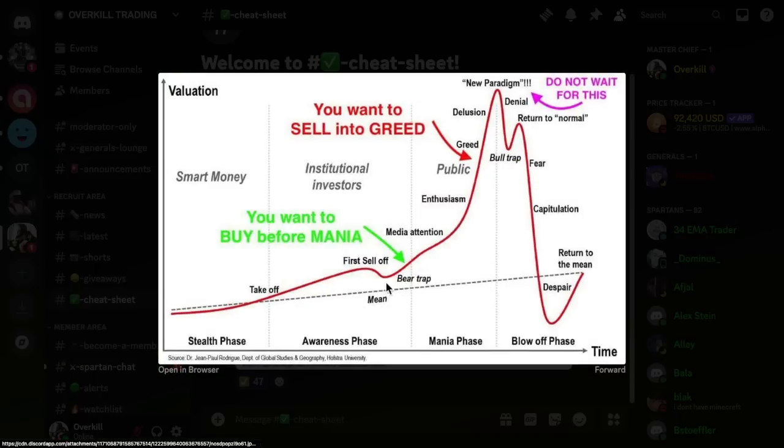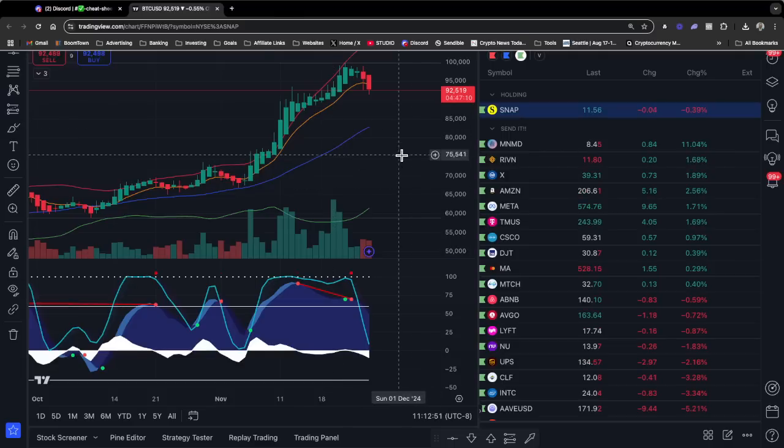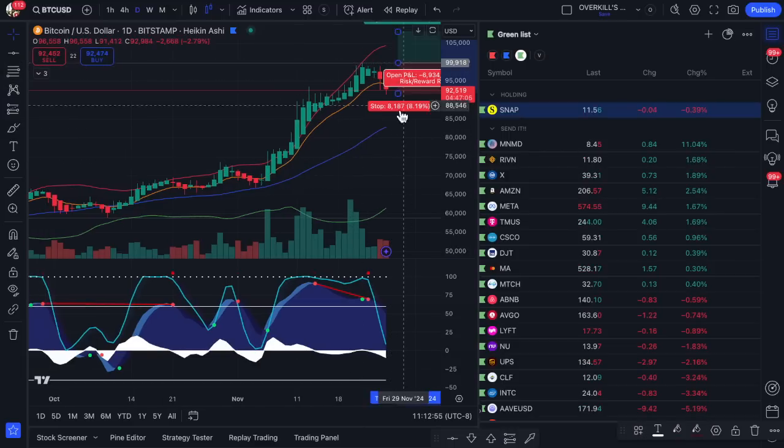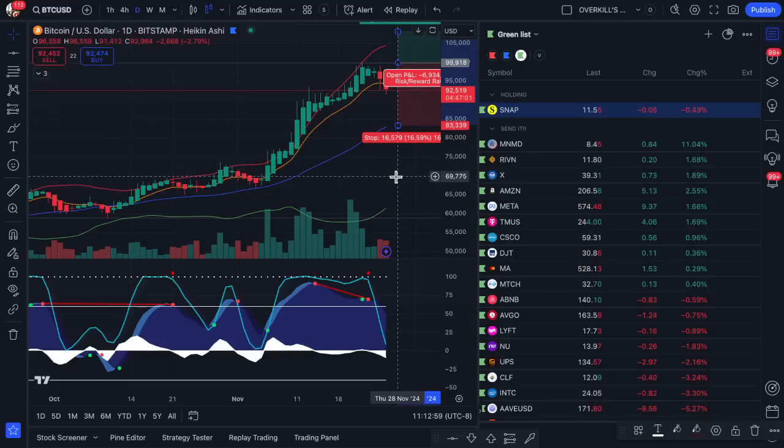So with that being said, back to talking about the mean, the cheat sheet. We want to buy near the average price. You can see this is where you want to buy. This is where you want to buy. We want to buy as close to the mean as possible. So you can see Bitcoin way up here at 100,000. How far was that off of the mean? You can see that was 16% off of the mean. That's quite a bit for Bitcoin.